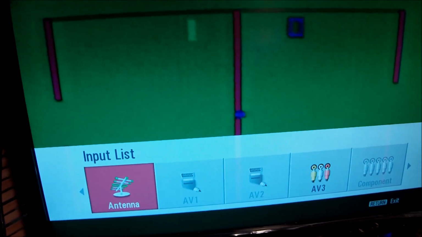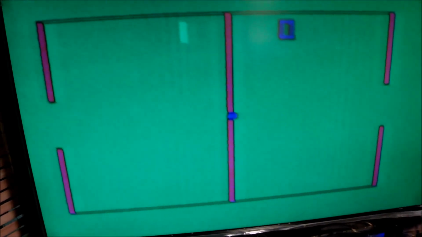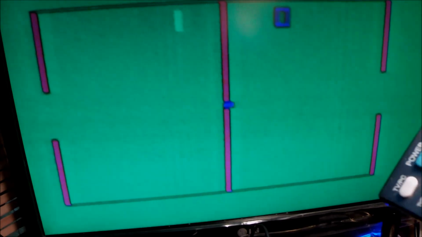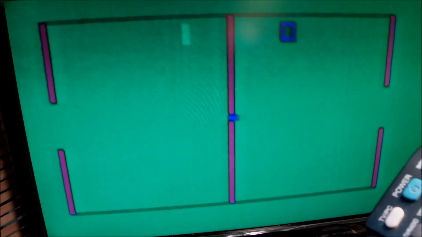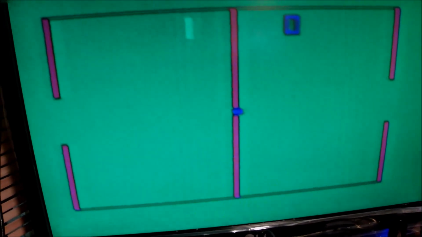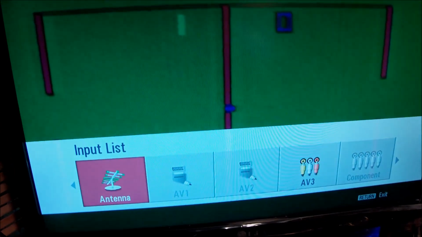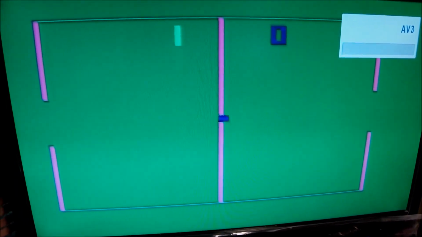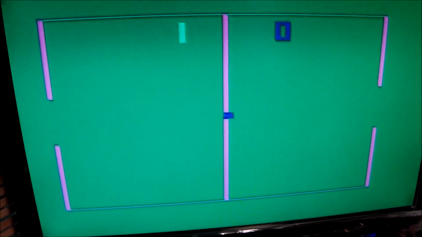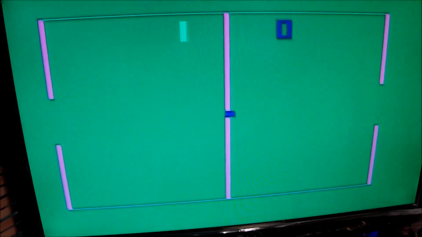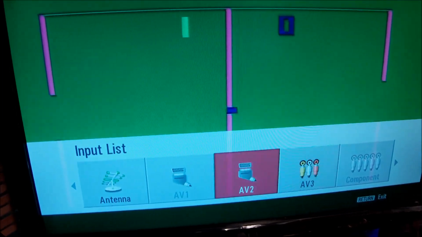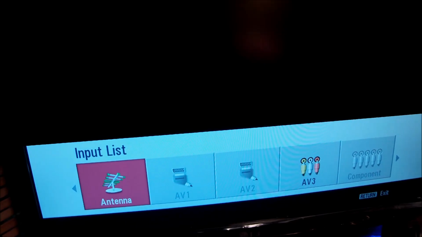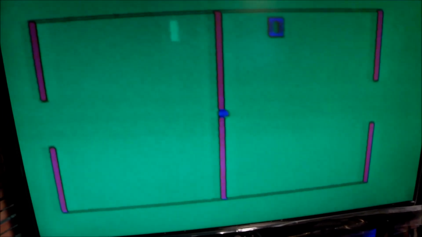Now, one interesting thing, now we are on the antenna, right? And I have both cables plugged in. This is the RF signal, as you can see, and it's weak, right? It has altered colors and everything, and it gets weak. Now, if we move to AV3, you can see our clear picture as it comes from the RCA jack. And it's only natural because what we're doing now, we're sharing the signal between two connections, right?